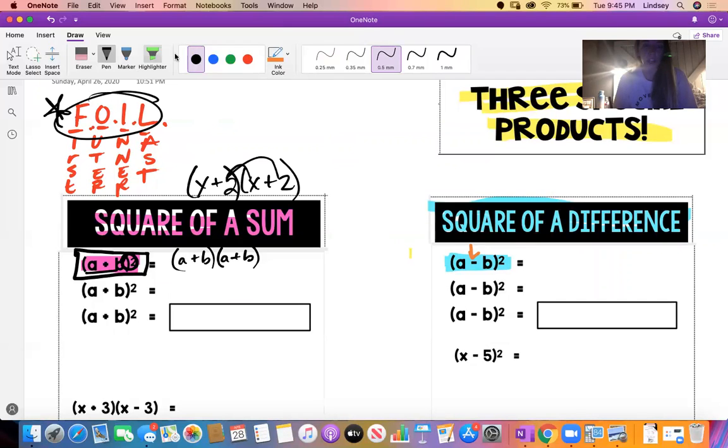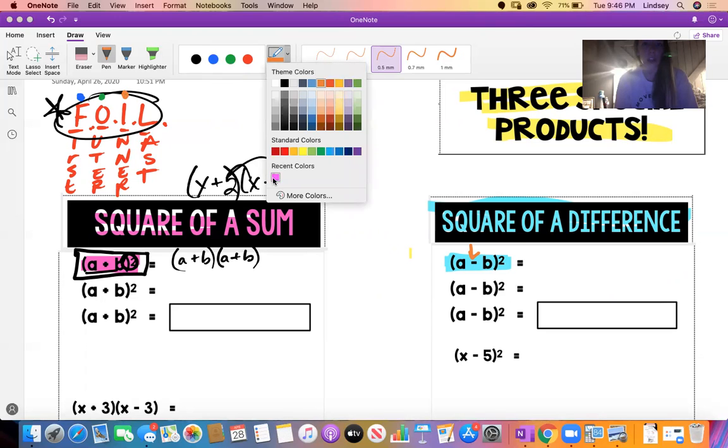All right, so what you're going to do is I'm going to try to use a different color for each one of these. Okay, so for the F, I'm going to use blue. For the O, I'm going to use green. For the I, I'm going to use orange. And for the L, I'm going to use pink.